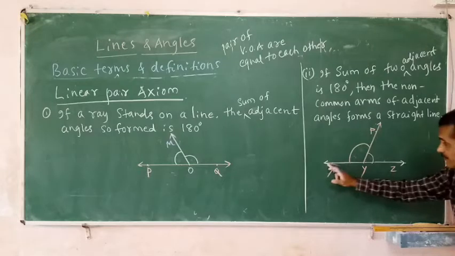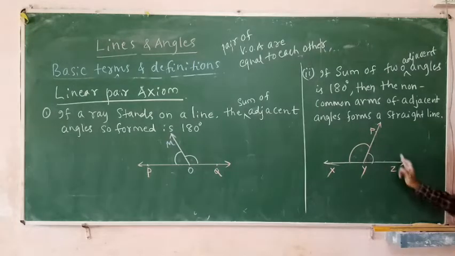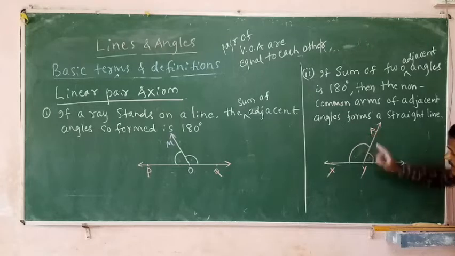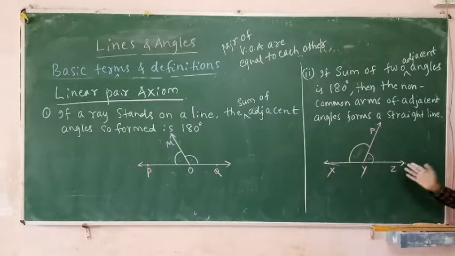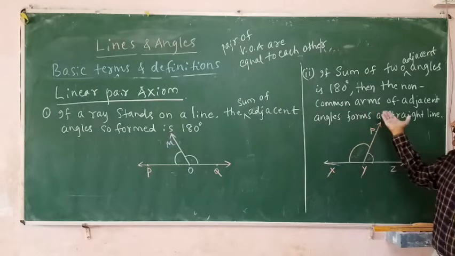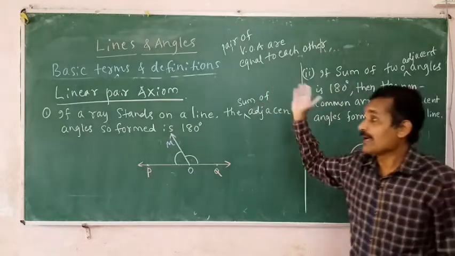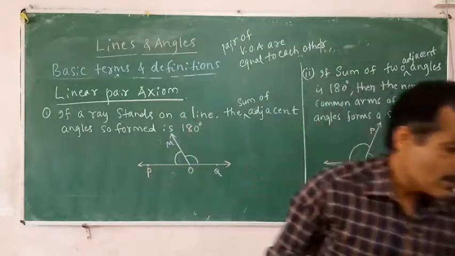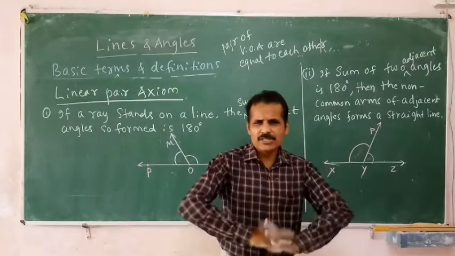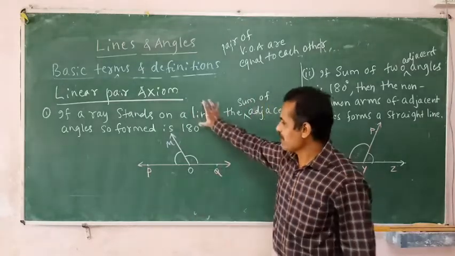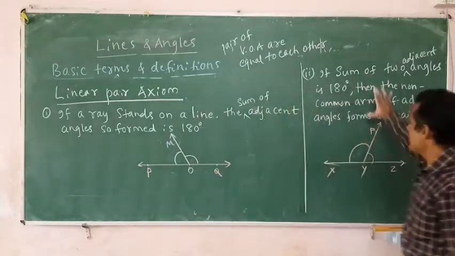See, this is the first angle, this is the second angle. The sum of the two angles is equal to 180 degree. When they form 180 degree, the non-common arms always form a straight line. So these are called the linear pair axioms. For the examination, they ask you for 2 marks: statement and a figure.